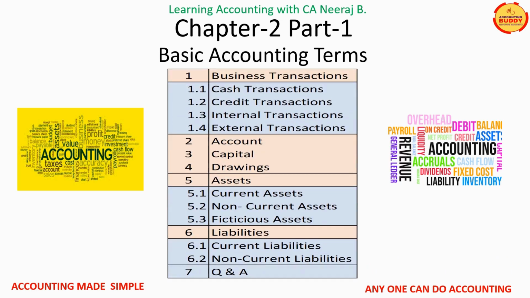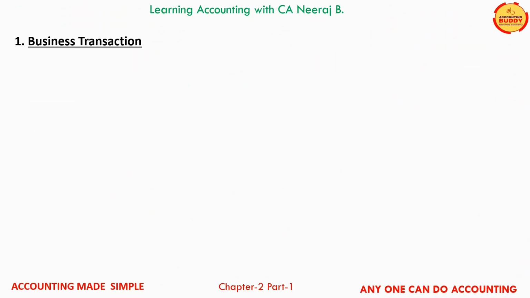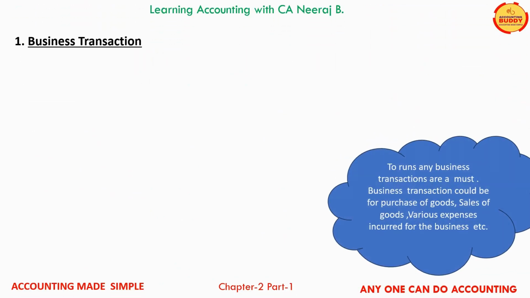In this chapter, we will learn 30 plus accounting terms with examples followed by a Q&A section at the end of this chapter. The first term which we are going to learn is business transaction. Business transaction term we have briefly discussed in our chapter number 1.